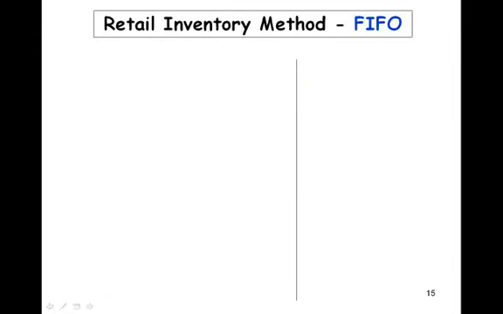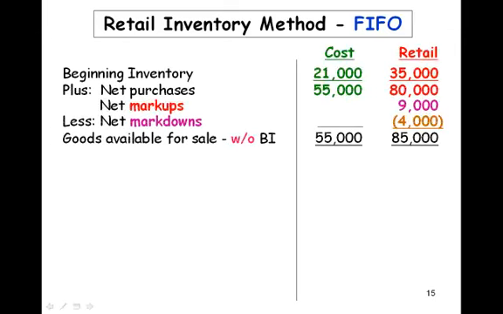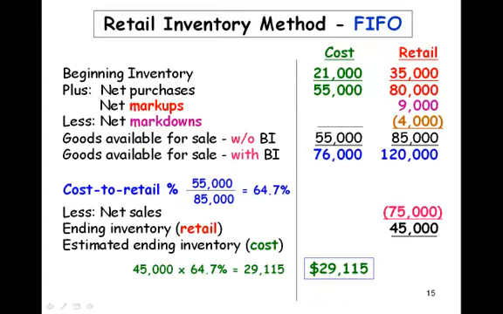The next example is the same as the earlier example of the FIFO retail inventory method. The net markups and markdowns are included, but the beginning layer of inventory is not. Therefore, the cost to retail percent is computed without including the beginning inventory. This example is completed the same as the earlier ones to find the estimated ending inventory of $29,115.